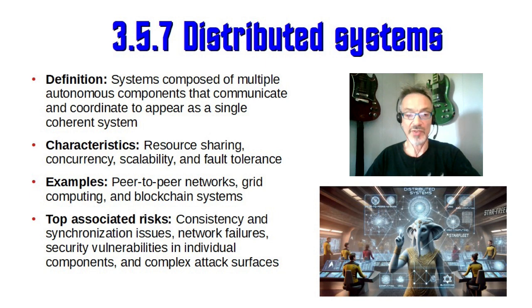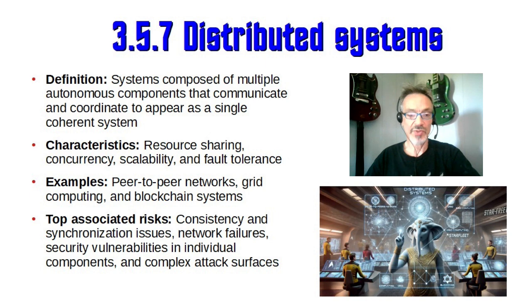3.5.7 Distributed Systems. Definition: distributed systems are composed of multiple autonomous components that communicate and coordinate to appear as a single coherent system. Characteristics that the exam will cover: resource sharing. Multiple components share hardware, software, or data resources. Concurrency. System components operate simultaneously and independently. Scalability. The ability to handle growing amounts of work by adding resources to the system. Fault tolerance. The system continues functioning when one or more components fail.